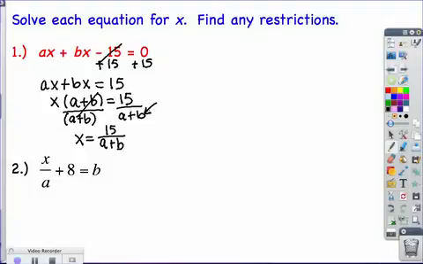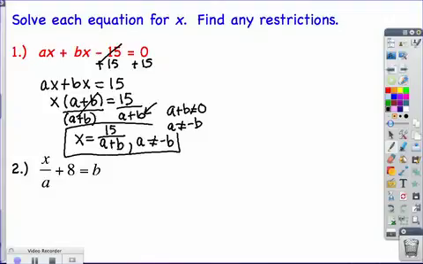The only time we had anything in the denominator was when a was in the denominator. So a cannot equal 0. Solve and state any restrictions on the variables. Pause the screen to try this on your own, and resume when you're ready.